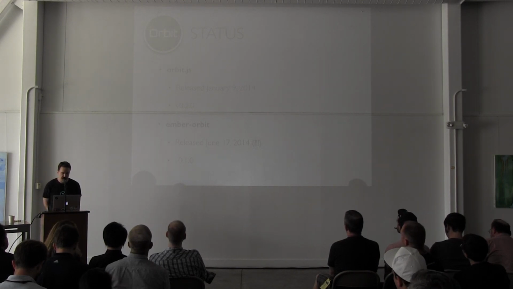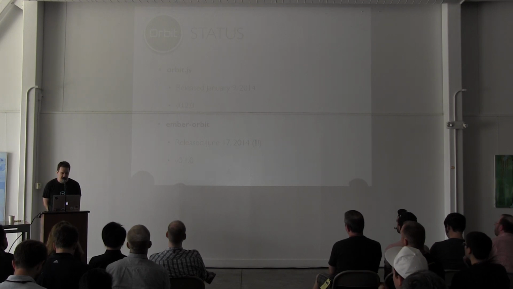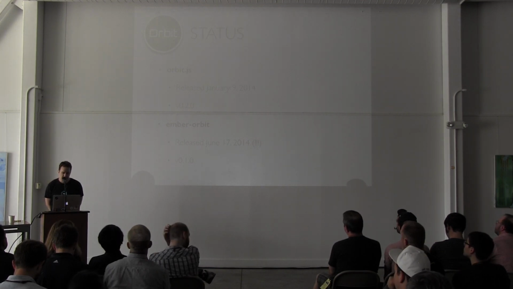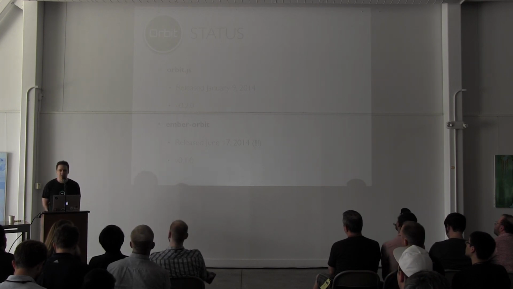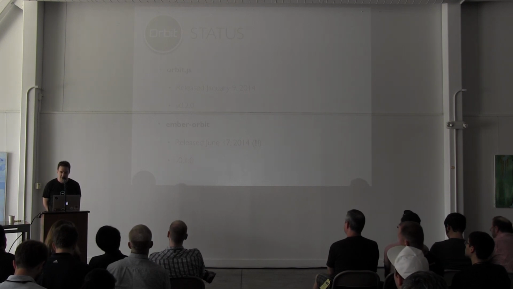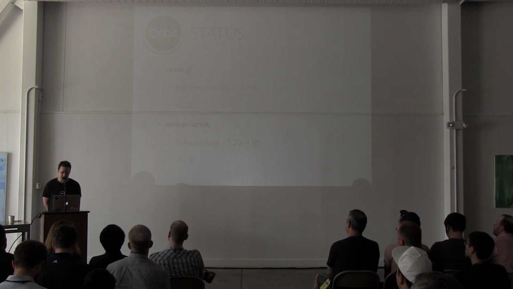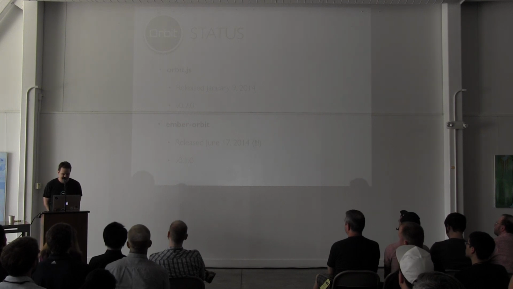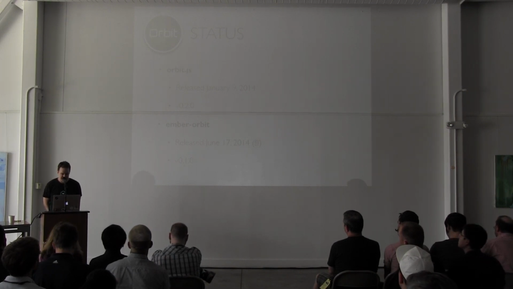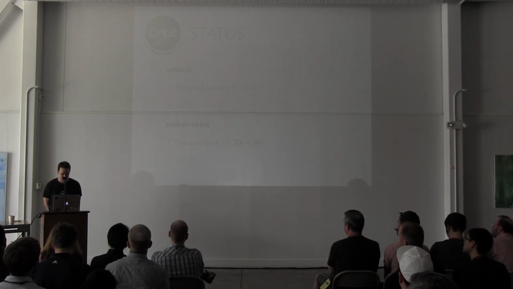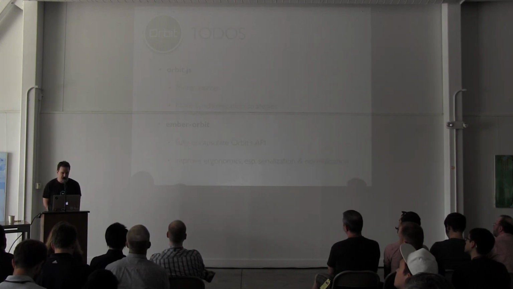So what's the status of Orbit? Well, in a word, it's alpha. Orbit itself was just released in January, and it's now at 0.2, which comes shortly after the tinfoil release. And Ember Orbit itself was just released a few hours ago, and it's 0.1. So there's a lot to do.